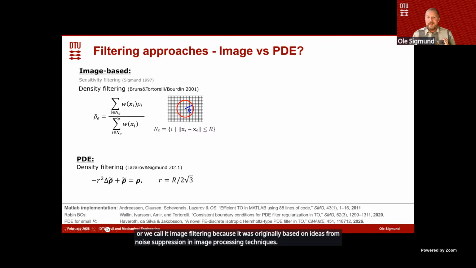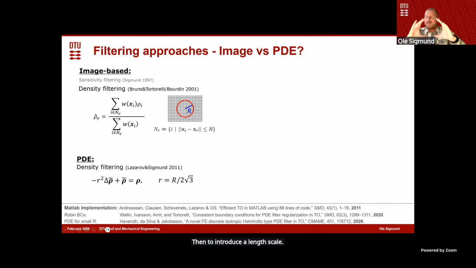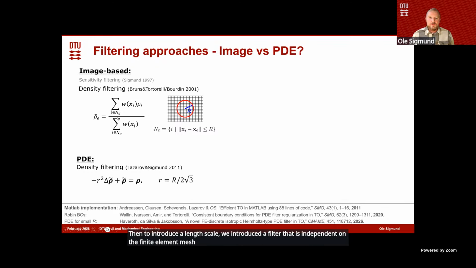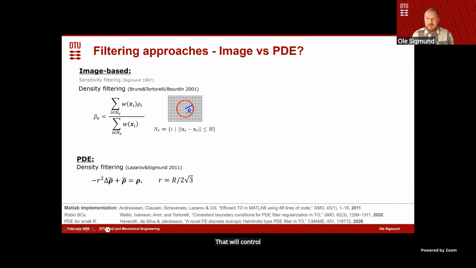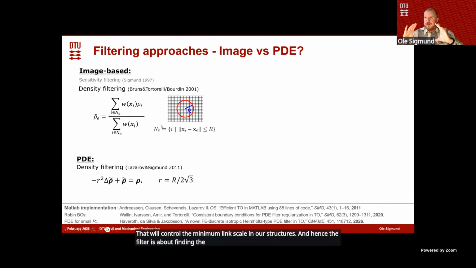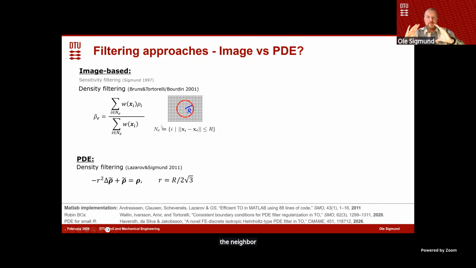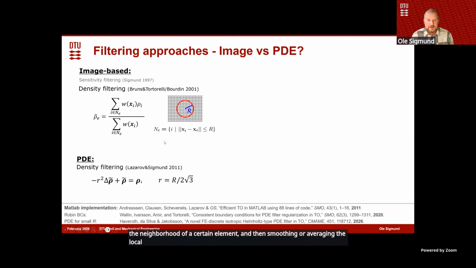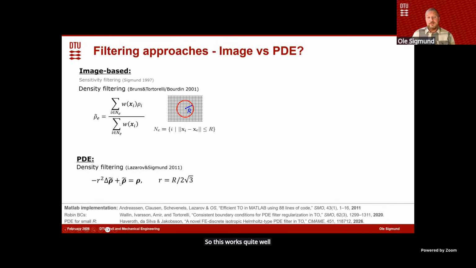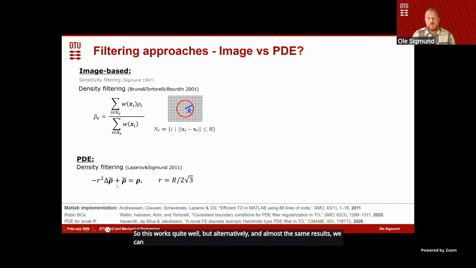Then, to introduce a length scale, we introduced a filter that is independent of the finite element mesh. That introduces a radius that will control the minimum length scale in our structures. And hence the filter is about finding the elements within the neighborhood of a certain element and then smoothing or averaging the local density over these neighboring elements. This works quite well, but alternatively, and with almost the same results, we can use the so-called PDE filtering.